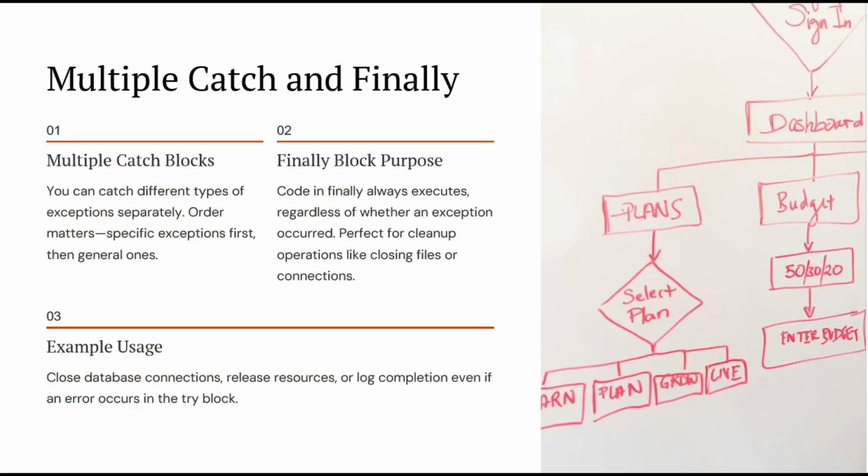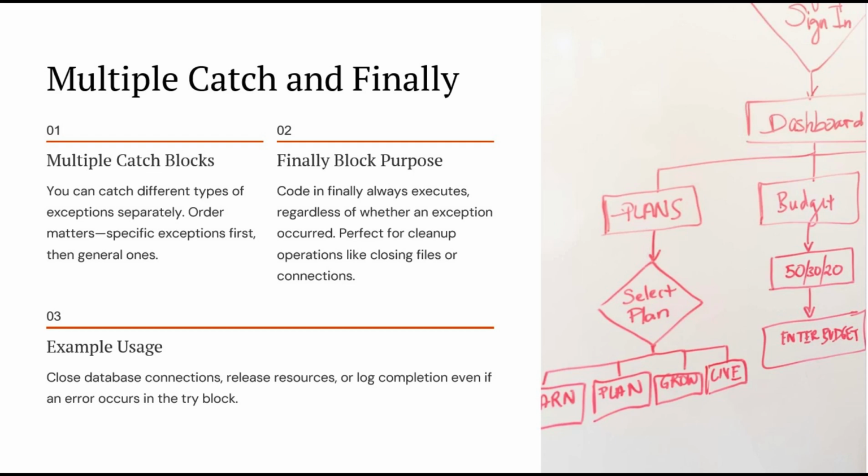Multiple catch and finally. Sometimes a single try block can produce different types of exceptions. In such cases, we can use multiple catch blocks. This allows us to handle each type of error in a different way. But there is one important rule. We must write the specific exceptions first and the general exception later.